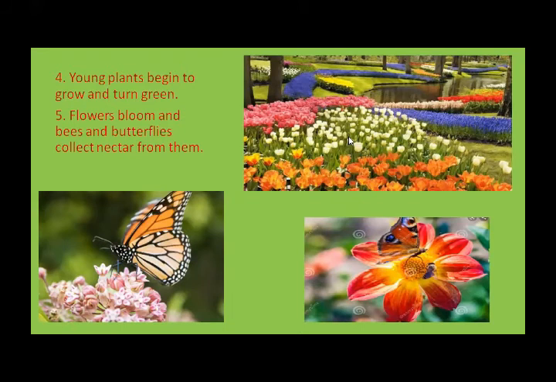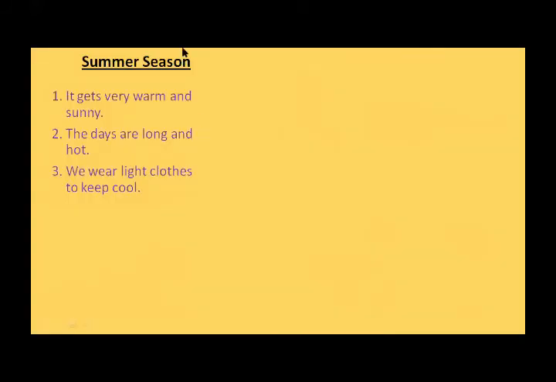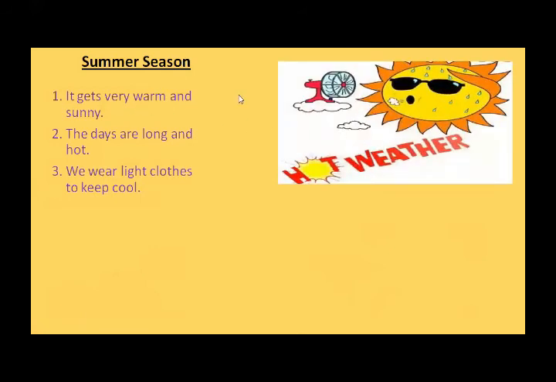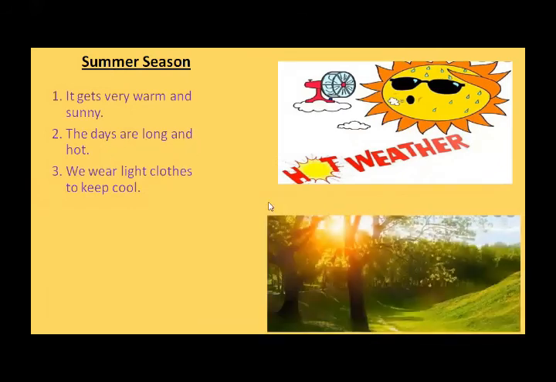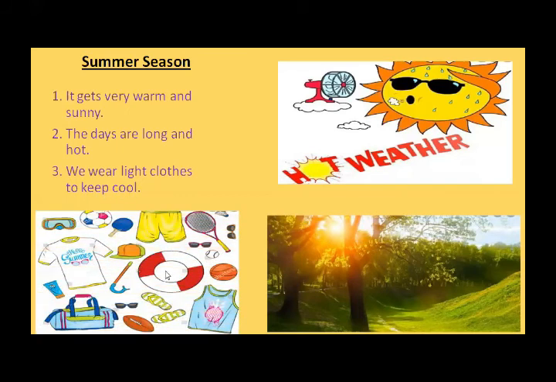Okay, got it? And next after the spring, the summer season comes, and it gets very warm and sunny in the summer season. The days are very long and hot because the sun shines so bright, and we wear light clothes to keep ourselves cool. These are examples of light clothes. And we wear sunglasses to protect our eyes from the sunlight.